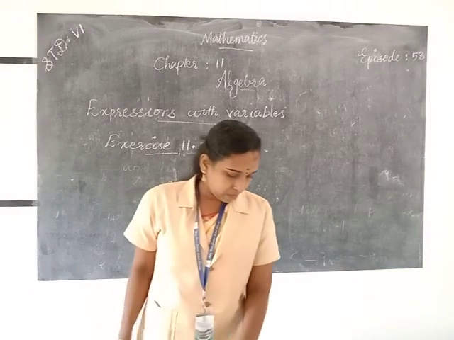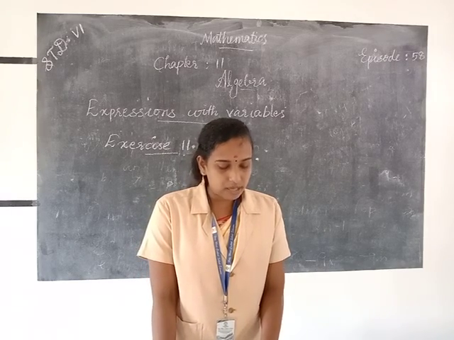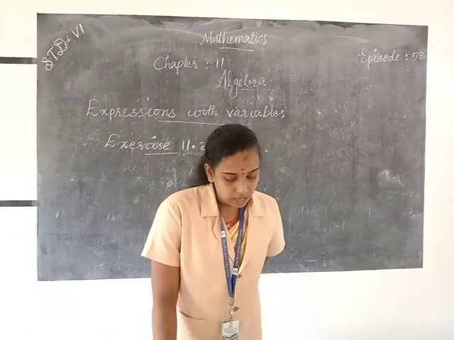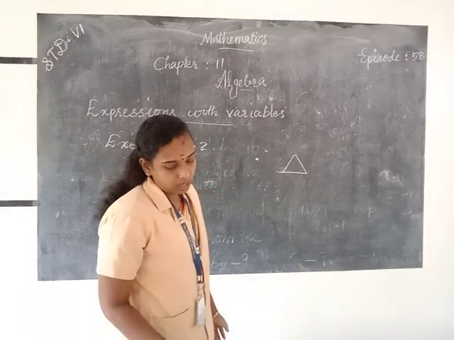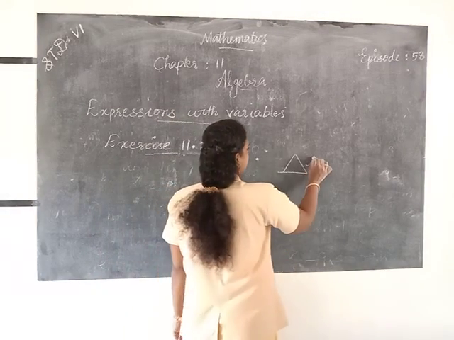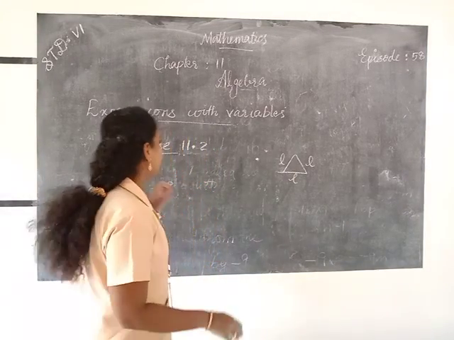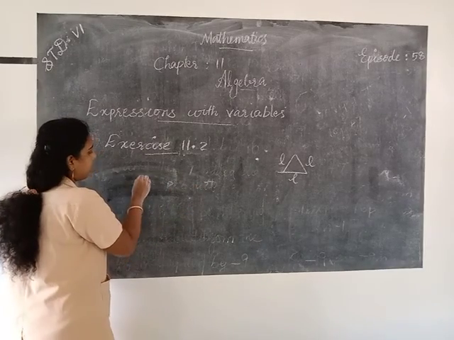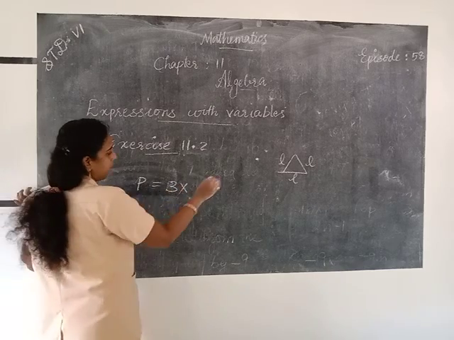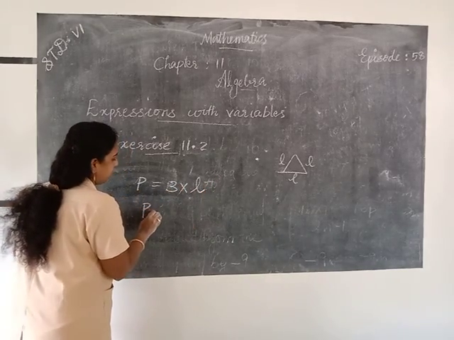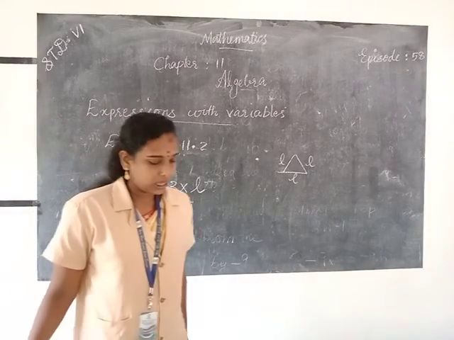The first question: the side of an equilateral triangle is denoted by L. Express the perimeter of the equilateral triangle using L. Equilateral triangle means all the sides of the triangle are of equal length, so the length of each side is L. The perimeter of the equilateral triangle is equal to the number of sides, that is 3, into the length of each side, that is L. So perimeter P is equal to 3L.